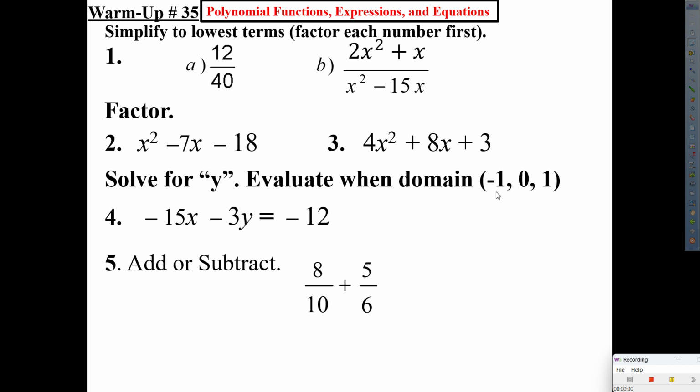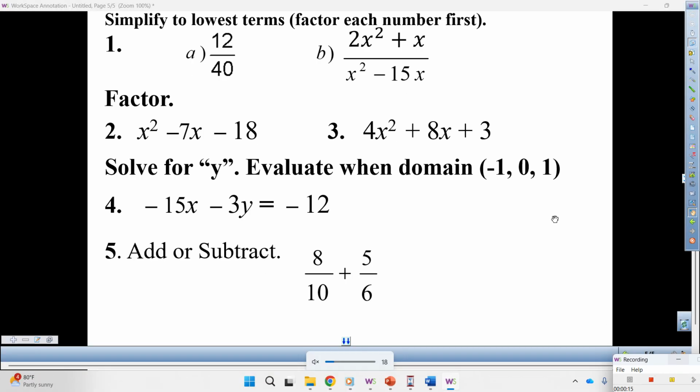Warm-up 35 is on the screen. Let's get started, please. Very similar to the one we started yesterday. Let's see how you do. Copy and go. All right, here we go. It should be just about done.